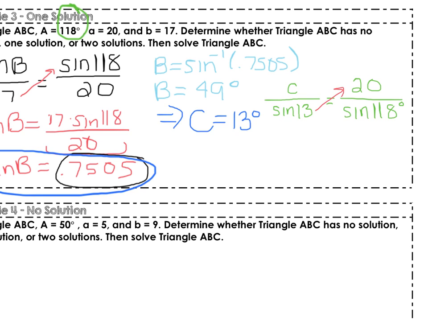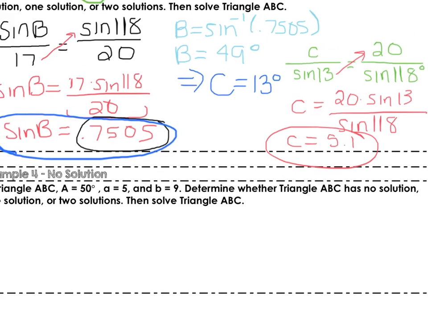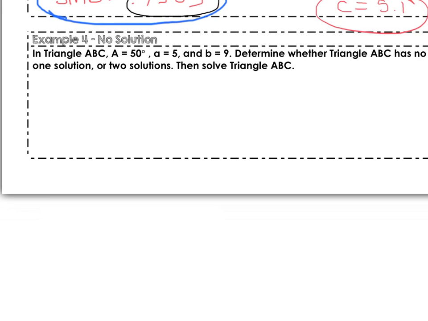So I'm going to multiply both sides by sine of 13. So we get 20 times sine of 13 divided by sine of 118. And when you type that into your calculator very, very carefully, you get approximately 5.1 units for your value for C.